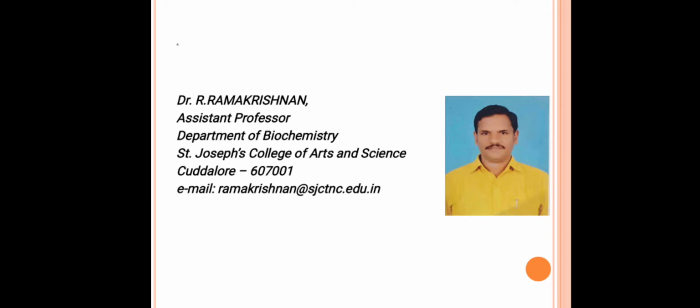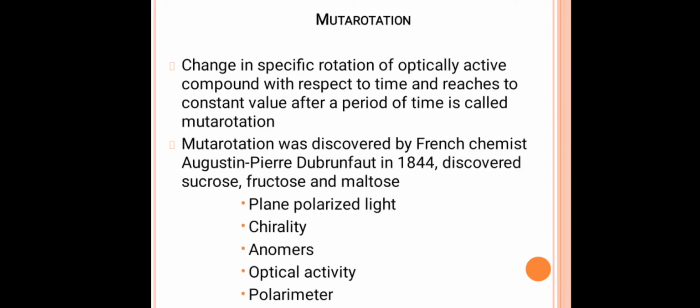In today's program, I am going to discuss the topic mutarotation. It's the phenomenon of change in the optical rotation of an optically active compound with respect to time, and it reaches a constant value after a period of time. Generally, this character is observed in carbohydrates which have the reducing property.